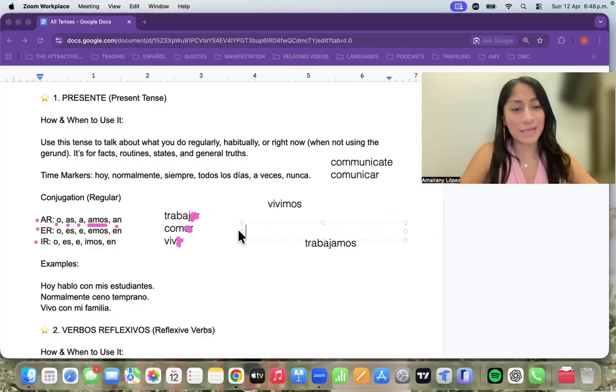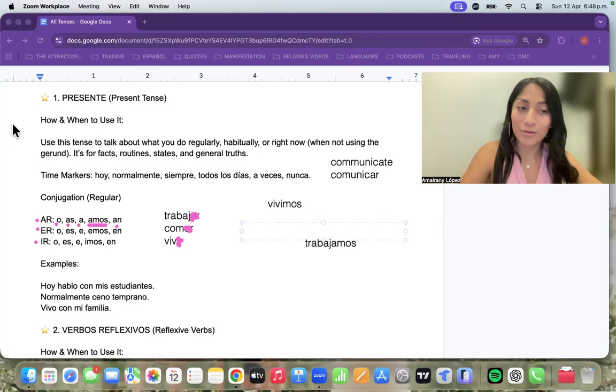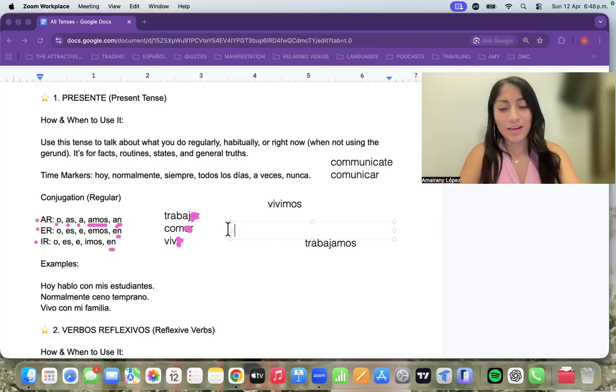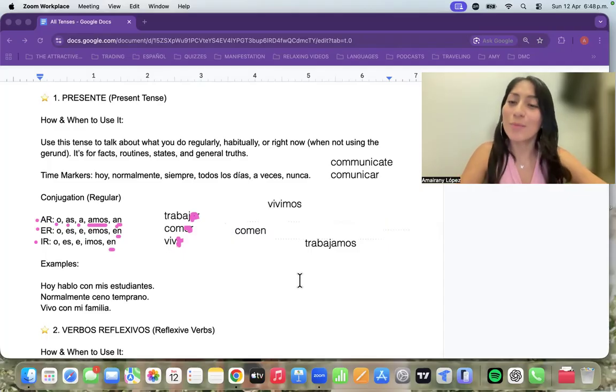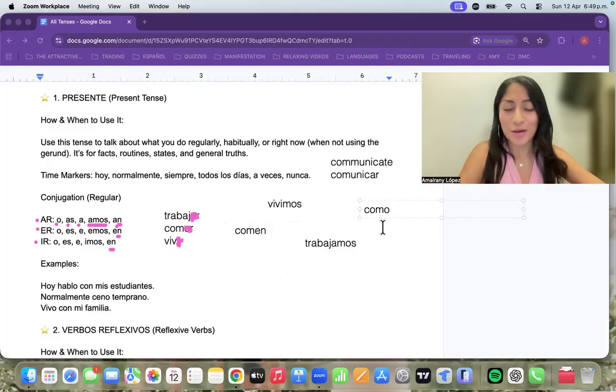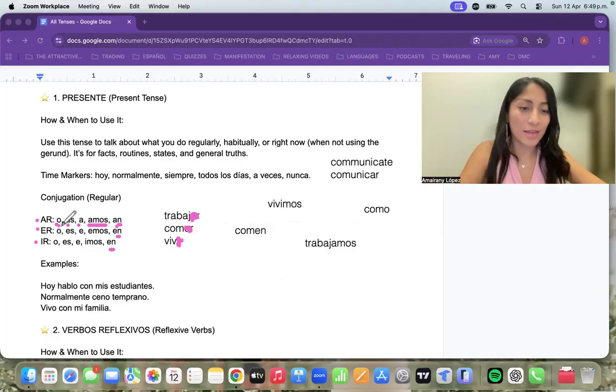Then we have they eat. Now for the plurals, you are going to add an N at the very end. So they eat, remember you drop the ending, the er, and you replace it with whatever we see here, which would be en, so comen, they eat. I eat would be como, ending with O. Again, you drop the er and then you replace it with the one letter that we have here. So that's how the conjugation works.